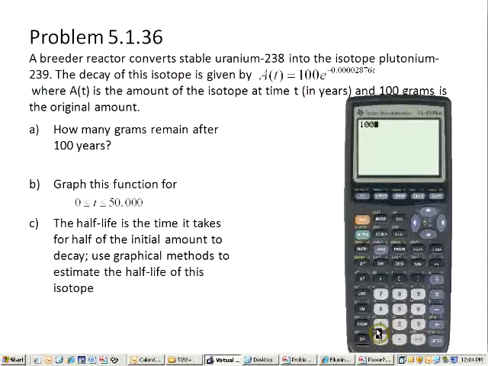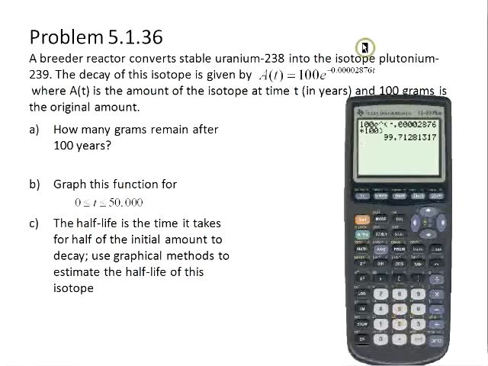So I'm going to have 100, then using the exponential function e raised to the, we have to make sure we get our negative 0.00002876, that's 1, 2, 3, 4 zeros and then 2876. I'm going to use t equal to 100, so I'm going to have times 100. And now closing our parentheses, we'll get an answer.